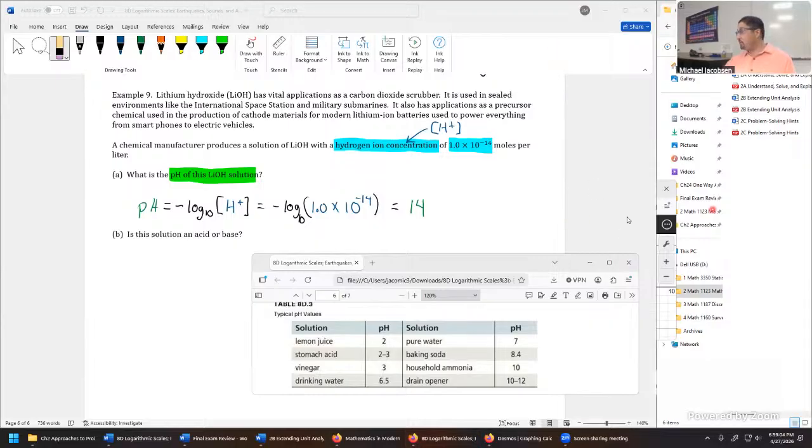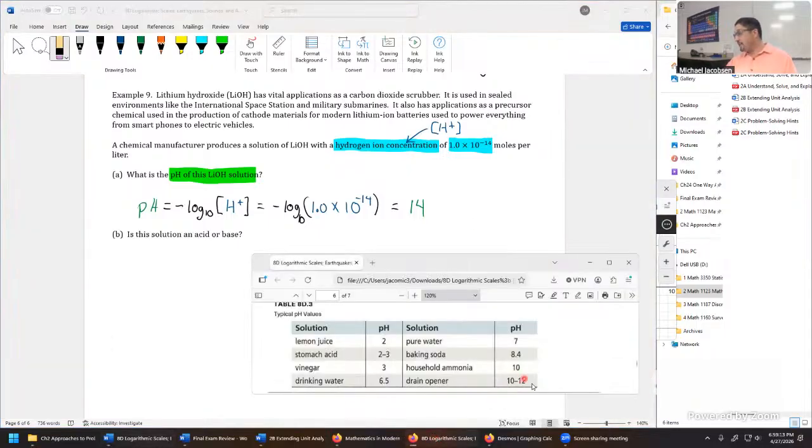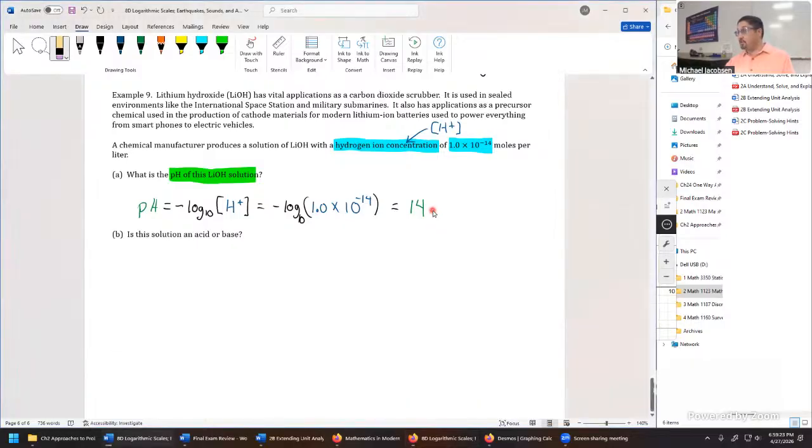Yeah, absolutely, Amy. This one is a wildly, extremely strong base. Some chemicals in this range, if you even touch them, can cause damage. Lye drain openers, if you were to swallow any of that, could be fatal. This is many, many times worse. So this is one of the more dangerous chemicals. This is a major base.